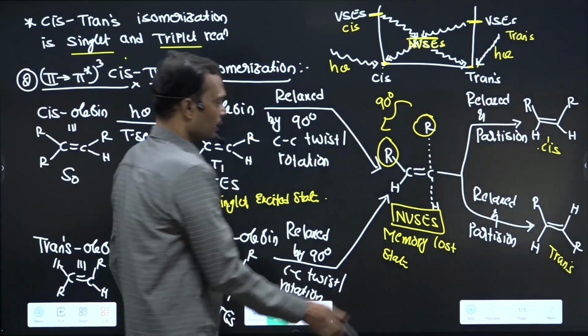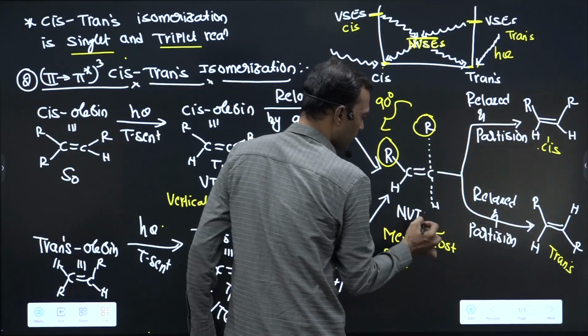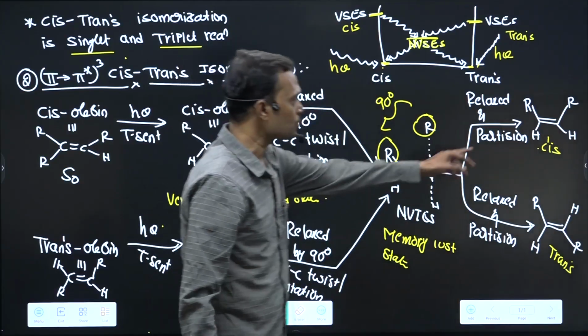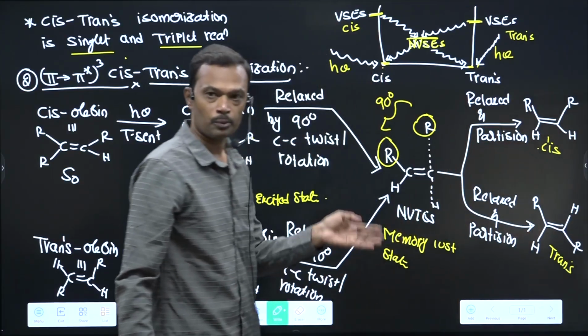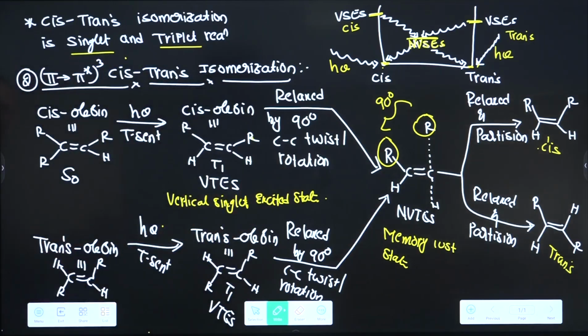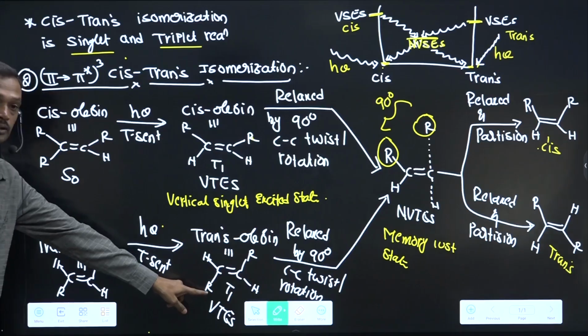Now here, the same memory loss state. It is the non-vertical triplet excited state. Only singlet is replaced by triplet. Your answer remains the same: here also the cis isomer and trans isomer. You can proceed with the reaction with triplet and singlet. From the ground state, the triplet sensitizer reaches T1. Here also it reaches T1.